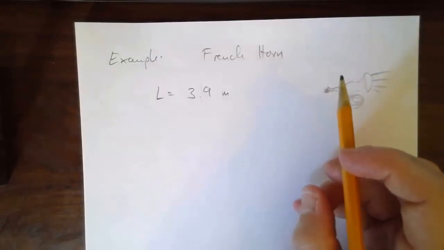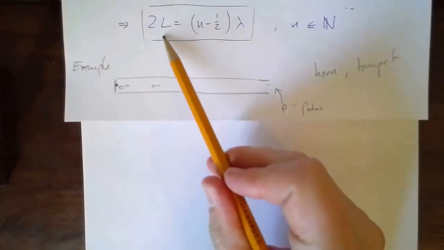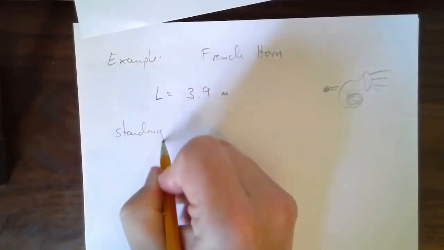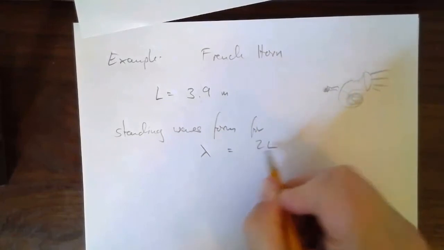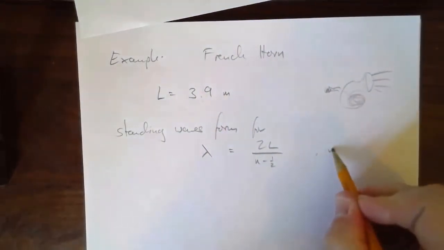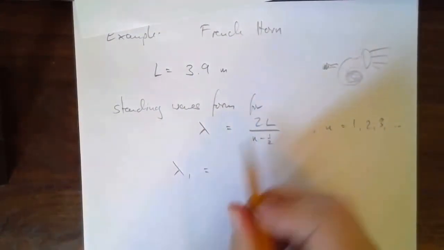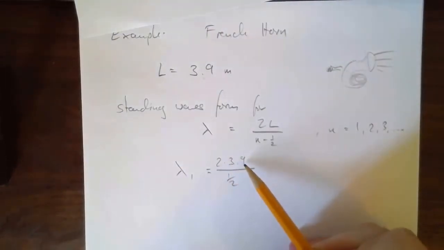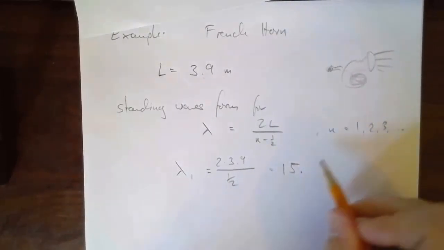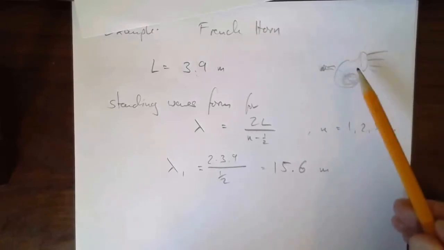So what then are going to be my wavelengths? Well, let's just plug in what we got, right? So L is 3.9 meters, so the allowed wavelengths, the standing waves, form for lambda equals 2L over n minus a half, for n equals 1, 2, 3, and so on. So lambda 1 would be 2 times 3.9 divided by a half, so that's 7.8 divided by a half, that comes to 15.6 meters. That's the wavelength of the fundamental tone, the fundamental wave that gets created in this French horn.